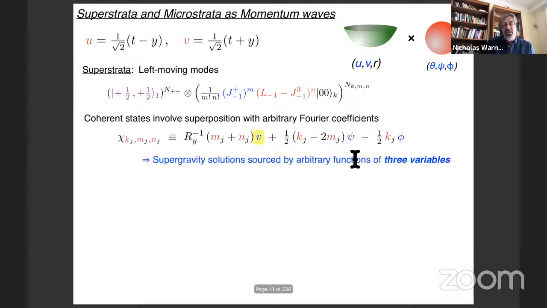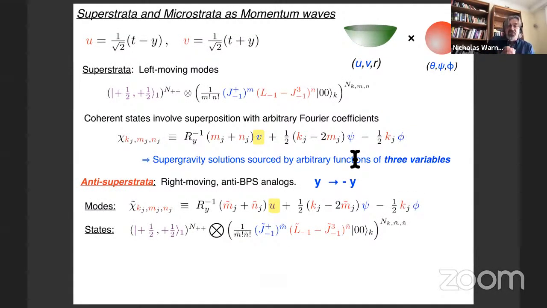But what you're supposed to see here is that this is a supergravity solution already sourced by arbitrary functions of 3 variables, because you get to specify exactly what fields have exactly what modes. You put it into the seed, you put it into the B field, and then you follow on, and the goal is to solve the BPS equations.